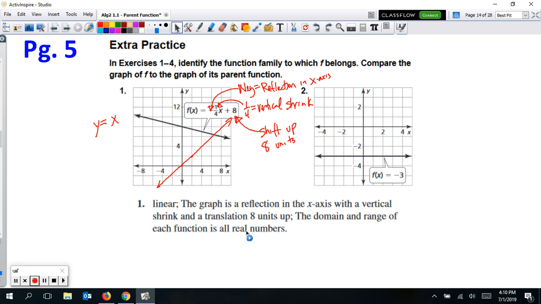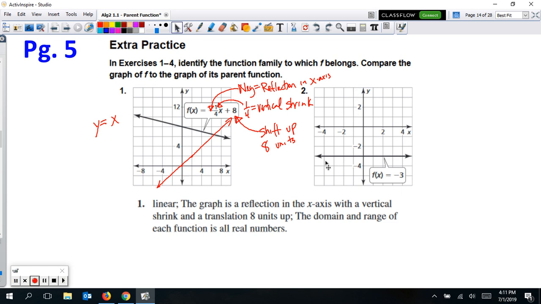Now the domain and the range of these are all real numbers. That's another thing you want to write for this. It doesn't necessarily say that, but that's the way we can compare it. The domain and range of each function is all real numbers. It does have the same domain and range. Linear functions are always going to be all real numbers because it's going to go everywhere left, everywhere right for the domain, everywhere up, everywhere down for the range.